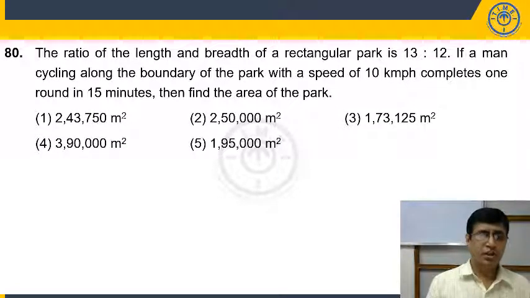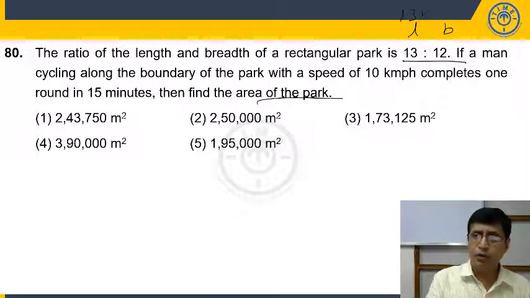What is the question here? The ratio of the length and breadth of a rectangular park is 13:12. If a man cycling along the boundary of the park with a speed of 10 km per hour completes one round in 15 minutes, then find the area of the park. Okay. Now what is the length? It is 13k and breadth is 12k.